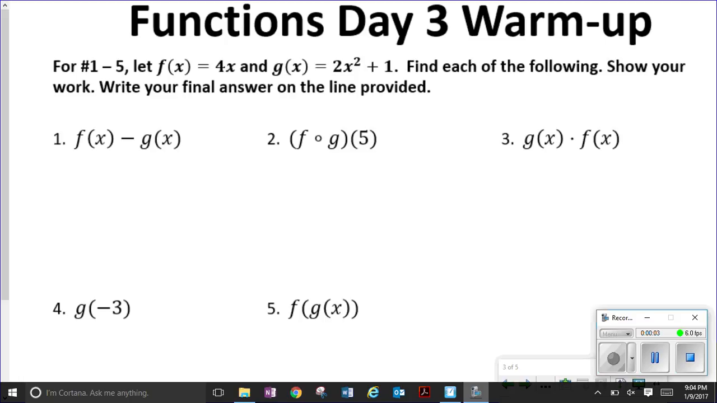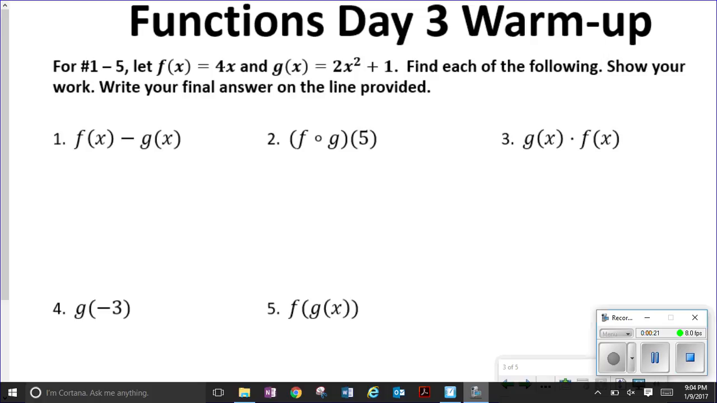All right, so functions day 3 warm-up. You should already have this finished. If not, go ahead and pause this so that you can finish working those out. And then we'll review, so this will help us get ready for the quiz that you have coming up.